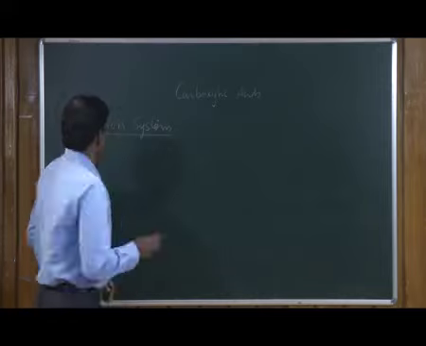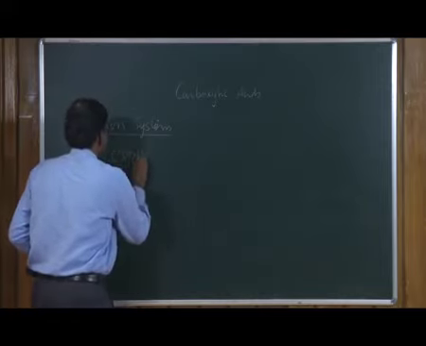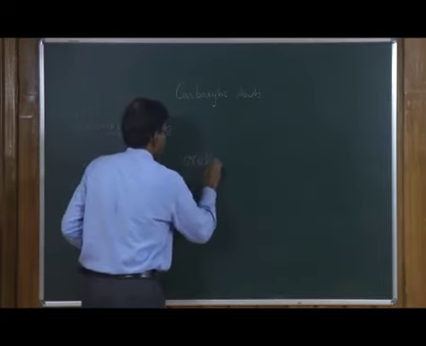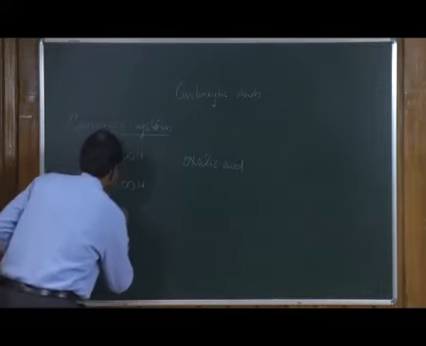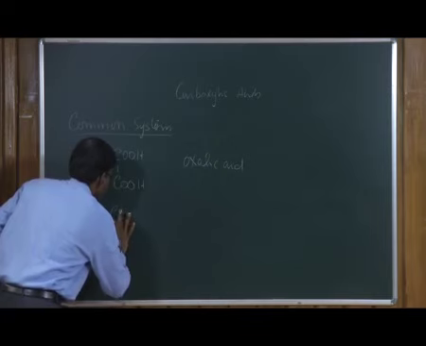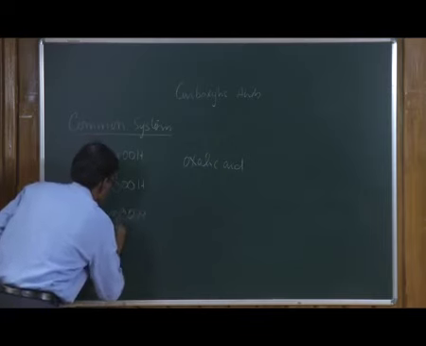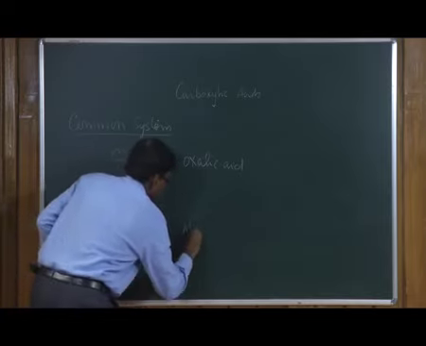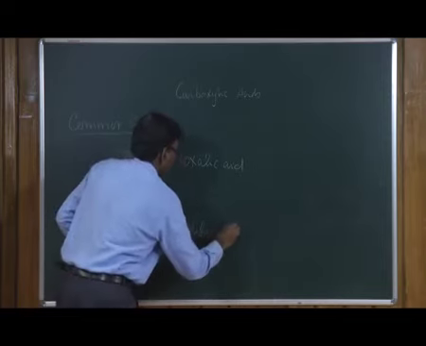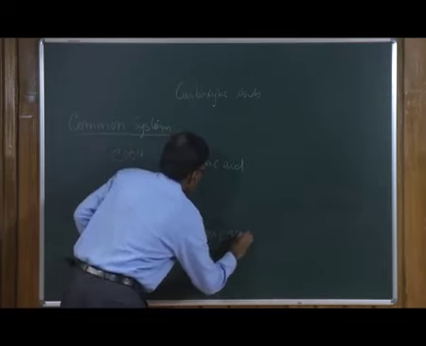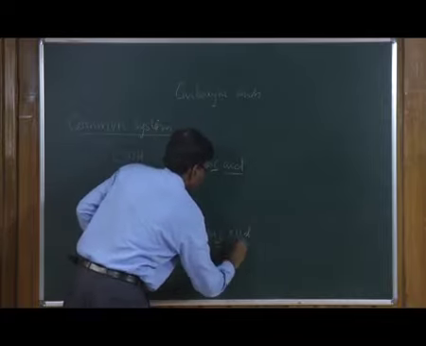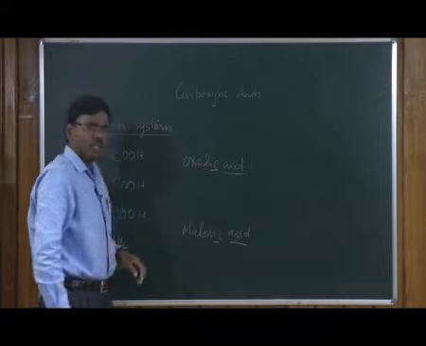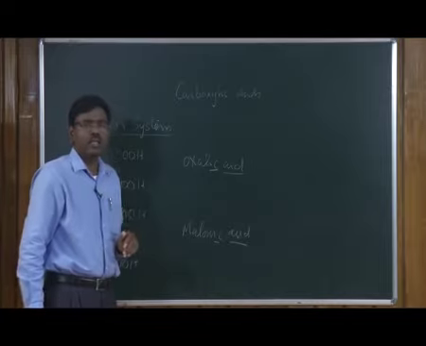There are also dicarboxylic acids, for example, this is known as oxalic acid. Malonic acid. Look at it, they end with ic acid, and these are examples for aliphatic dicarboxylic acids.